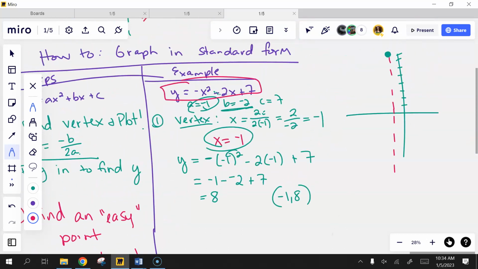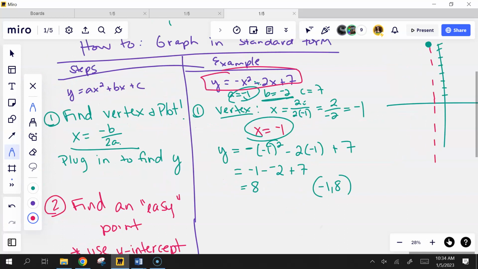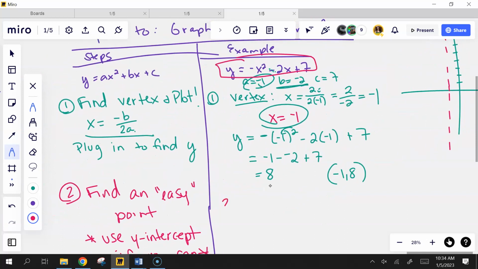But for this one, what's my y-intercept? Okay. The y-intercept is 7. It's that C that's on the end. Can I use that one? Yes, I can use that one. That one's easy to use. I would consider that a very easy point.